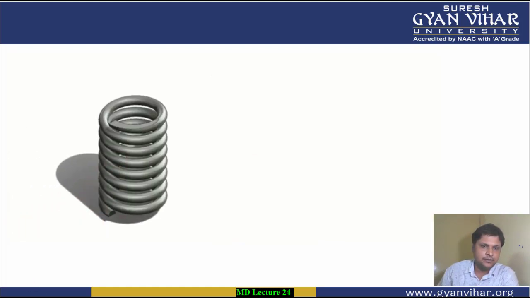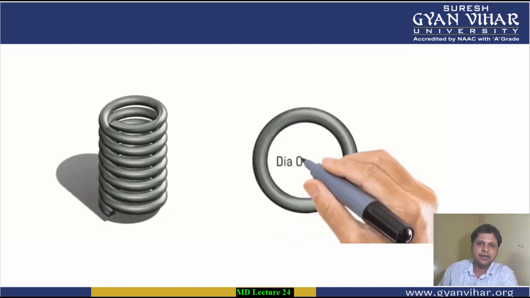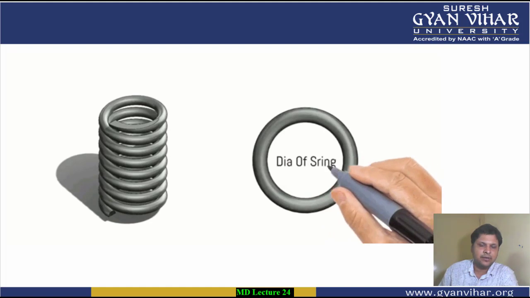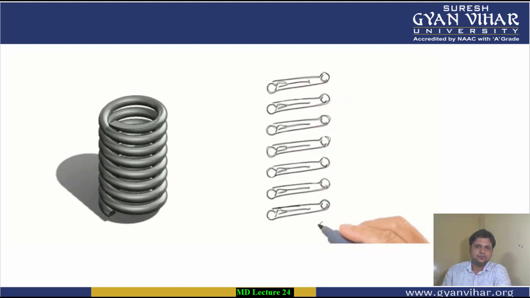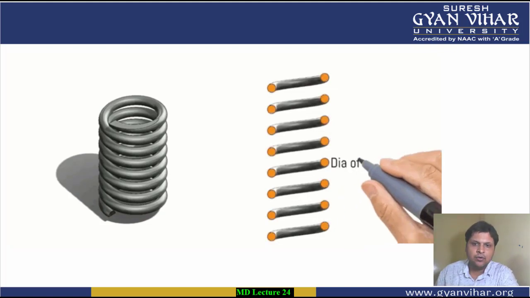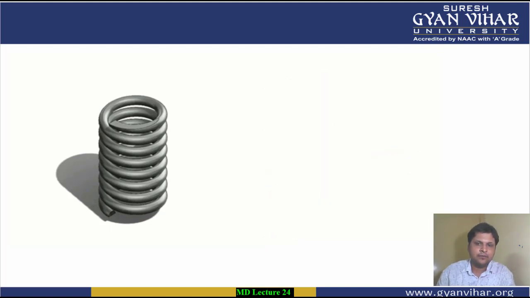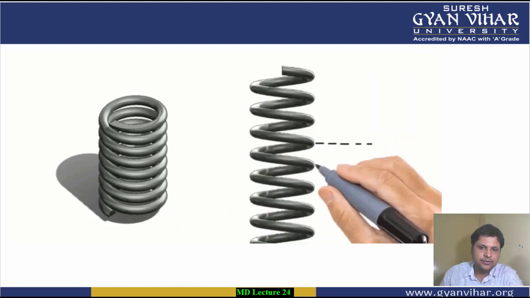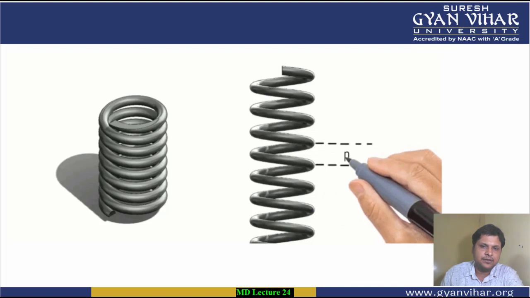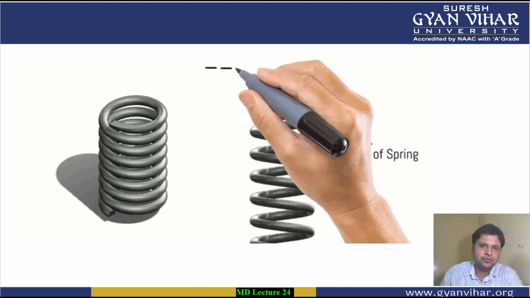In the case of a helical spring, the diameter of the spring is known as the diameter of a spring. Then after this, these are the coil diameter. We can say diameter of a spring rod also. Then after comes the pitch of the spring. The distance between two adjacent coils of the spring is known as the pitch of the spring.